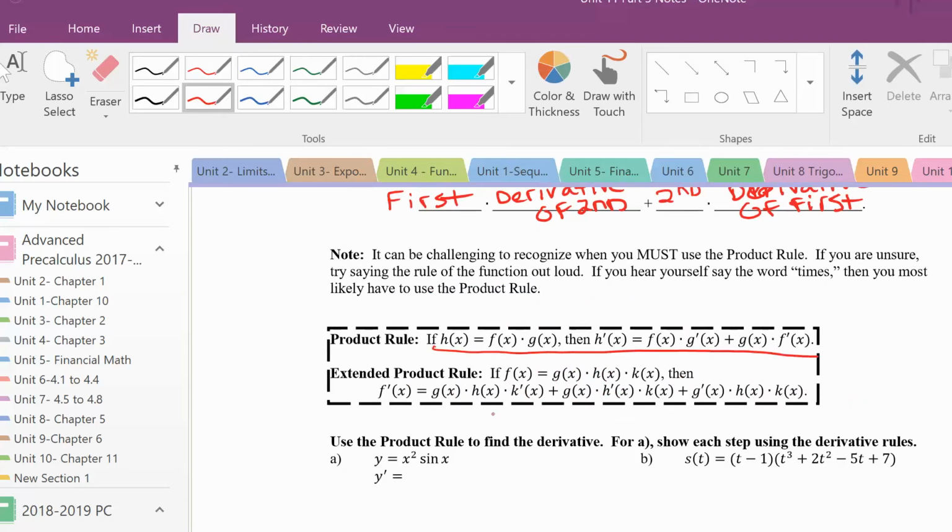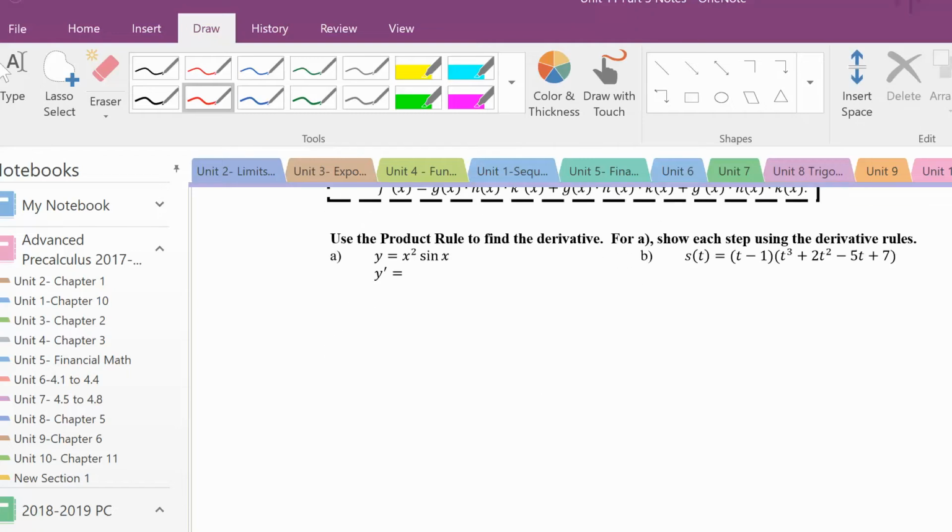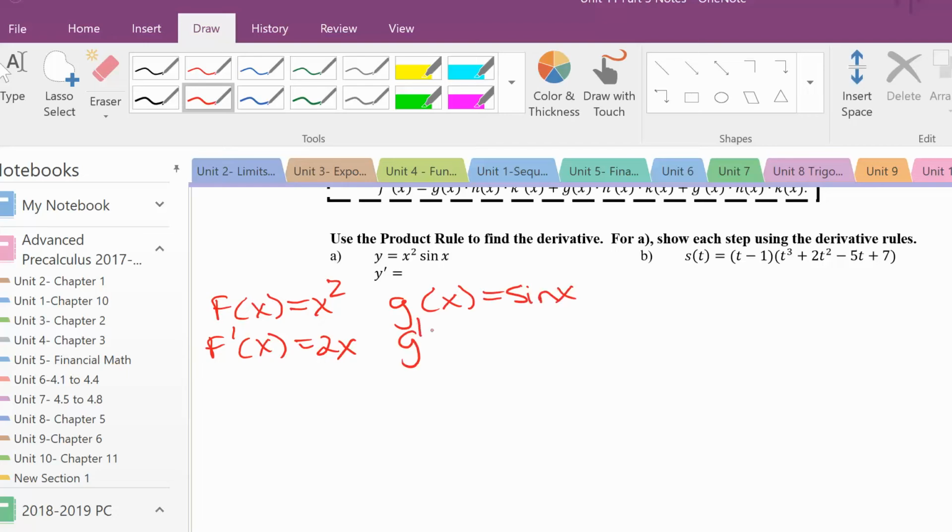And it also says, by extension, how you would treat it if you had three functions. So using the product rule here, notice we have two functions, x squared times sine of x. The first function is x squared, and that means the derivative is 2x. The second function is sine of x, and that means the derivative is cosine of x.